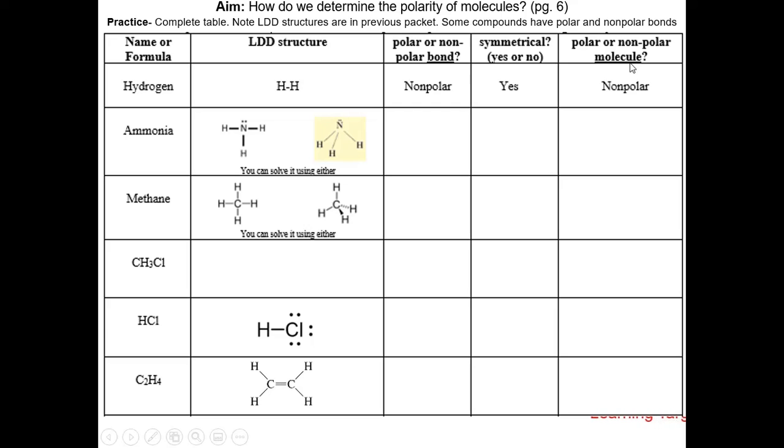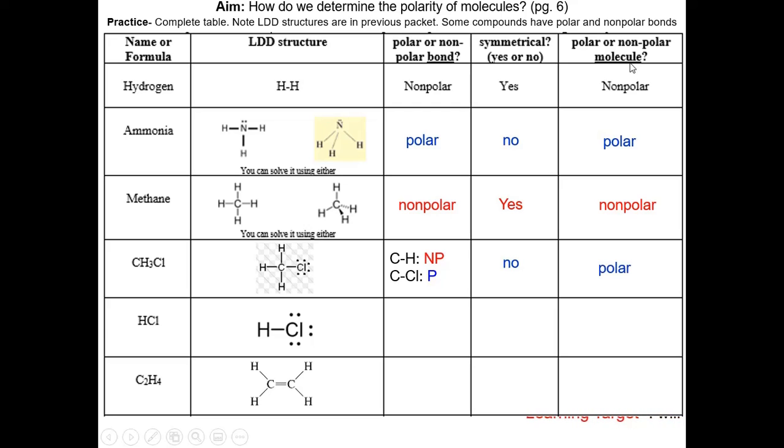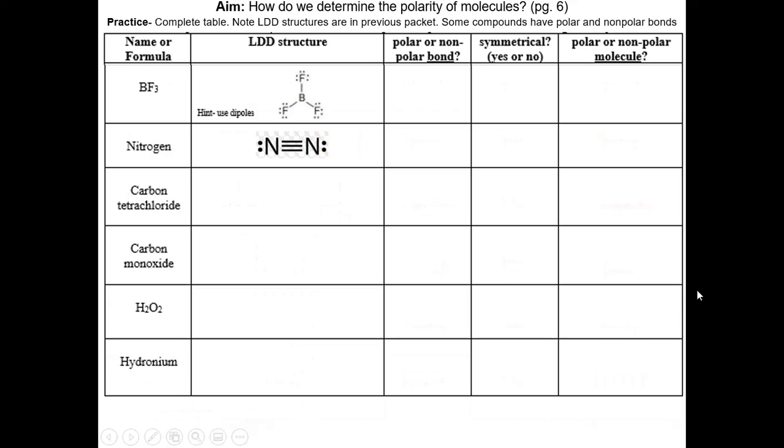Okay, so here are the answers. So notice that CH3Cl has both nonpolar and polar bonds, but since it's not symmetrical, it is considered polar. Here are the answers for the next part of the table.